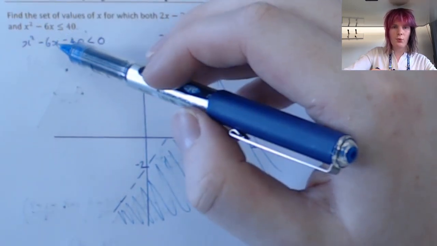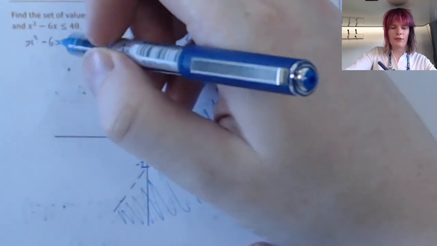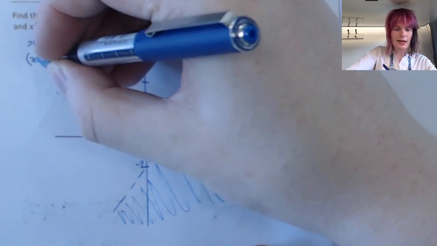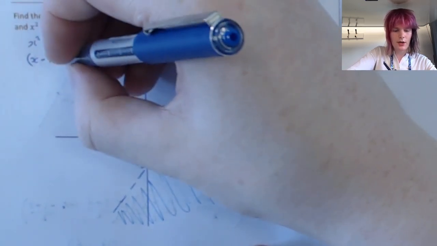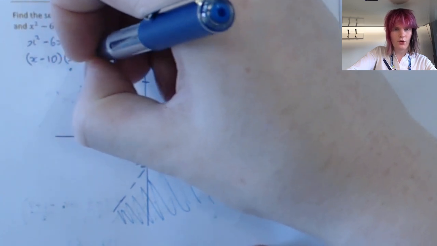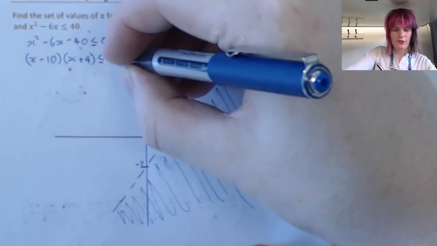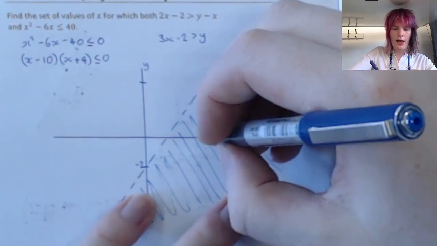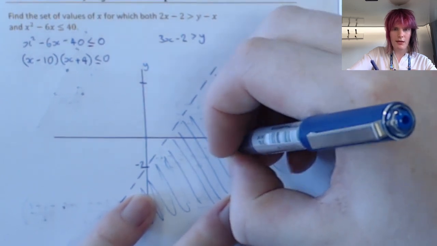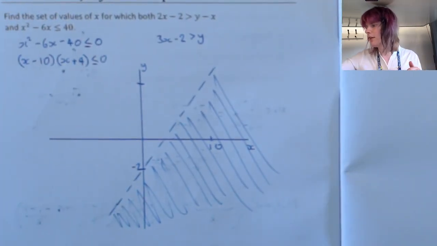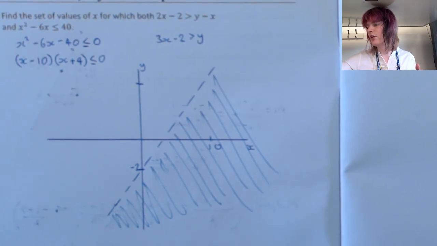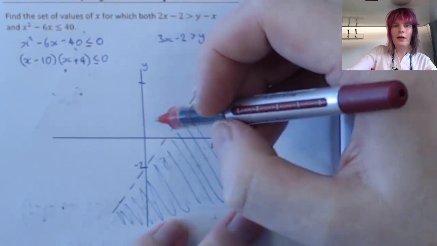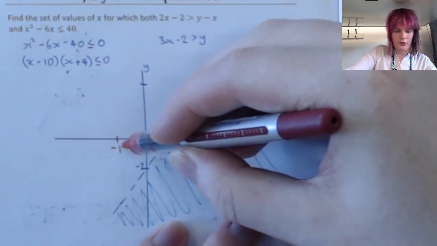Now, with this quadratic, we can factorize it. So we can look for factors, and I think this will factorize fairly nicely into x minus 10 and x plus 4 is less than or equal to 0, which gives us our roots. We've got one up here, which is going to be 10. Actually, I'll make this in a slightly different color, so it's easier to see for you. So here we go, a 10 here, and on the other side, we've got a minus 4.